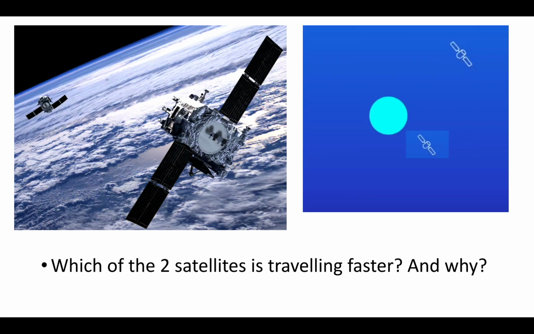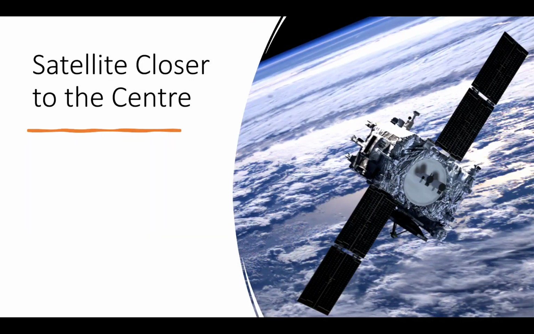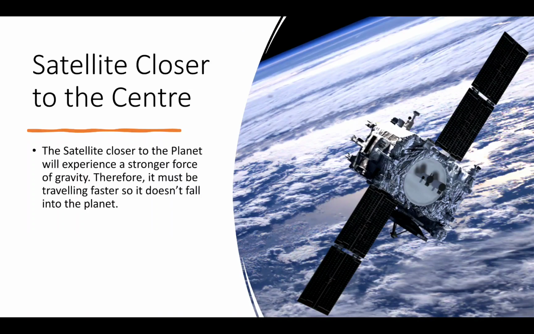Right, another common question. Here are two satellites in the image on the right. Which one's travelling faster and why? We've got one in orbit closer to the planet, we'll say the Earth, and the other satellite is further away from the Earth. Which one of those is travelling faster and why? It'll be the satellite closest to the centre. By the centre, I mean the centre of orbit, so the planet. The satellite closer to the planet will experience a stronger force of gravity. Therefore, it must be travelling faster so it doesn't fall into the planet. Basically, the closer it is, the faster it's travelling.